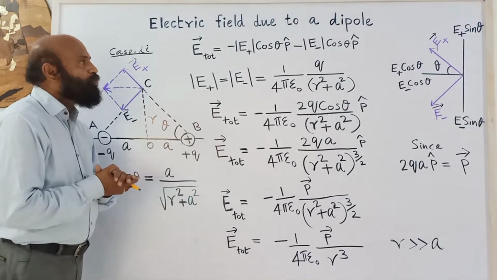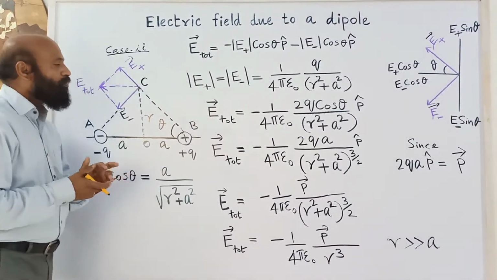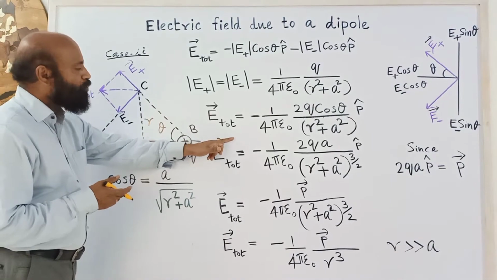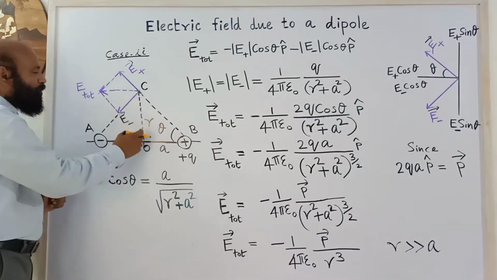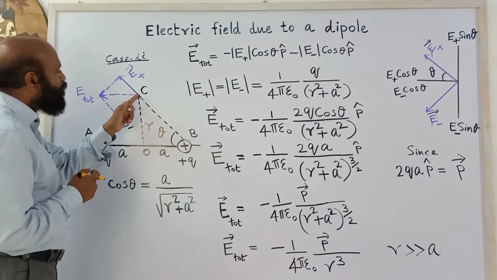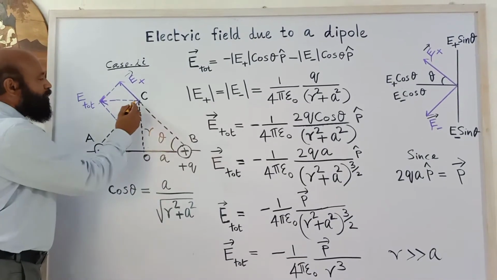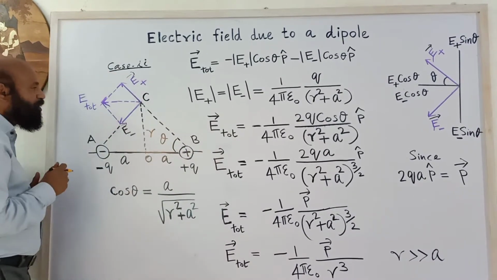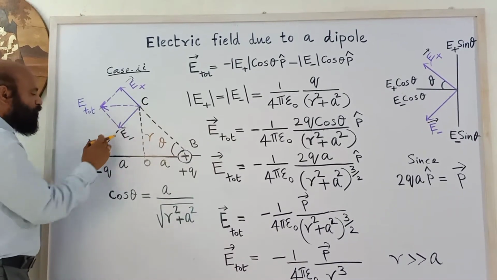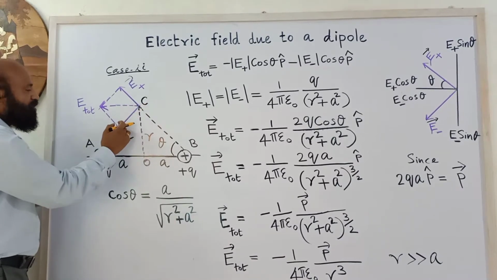Electric field due to a dipole. We have completed the first case when the point is on the axial line. When the point is on the equatorial line, we have to find out the field. Now, field here because of the positive charge is acting along this direction. Field here because of this negative charge is acting along this direction.